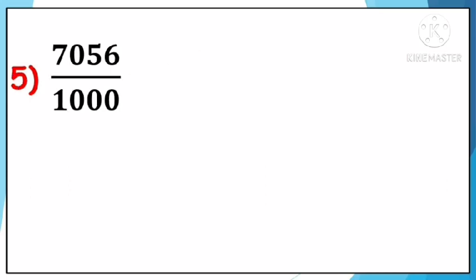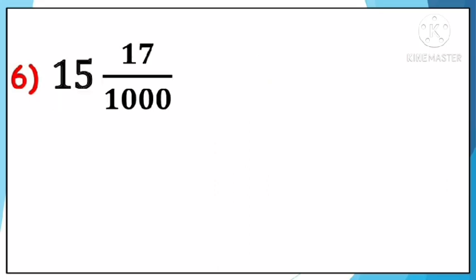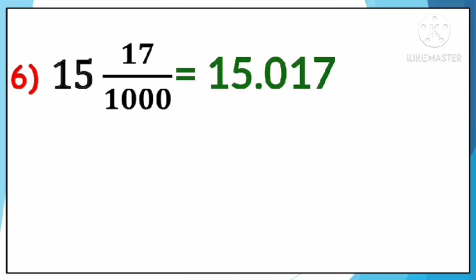7056 by 1000. Yes, this can be represented as 7.056. Now the sixth one. 15 and 17 by 1000. This is again a mixed number. So first write the whole number 15 as it is, then give a point, and 17 by 1000 will be represented as 0.017. So your whole decimal number becomes 15.017. Okay. Now let us move on to bit B.